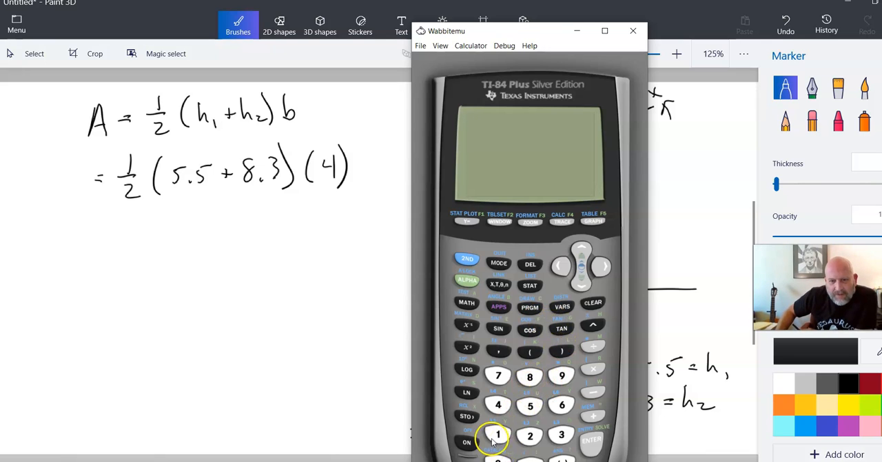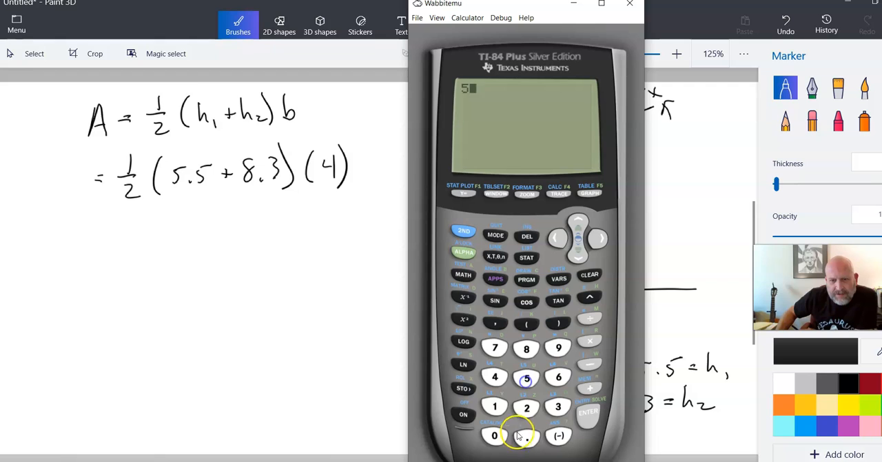Okay, so I have 1/2 times 5.5 plus 8. In fact, I'm going to do this instead. I'm going to do the 5.5 plus 8.3. I'm going to follow the order of operations. 5.5 plus 8.3 is 13.8.